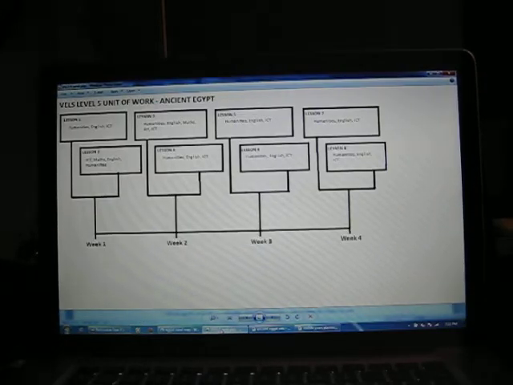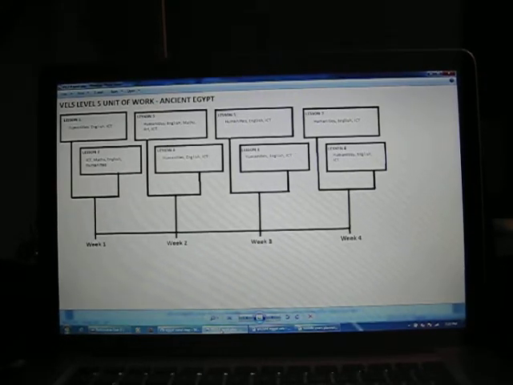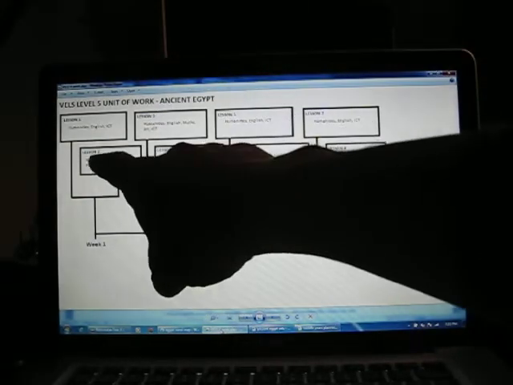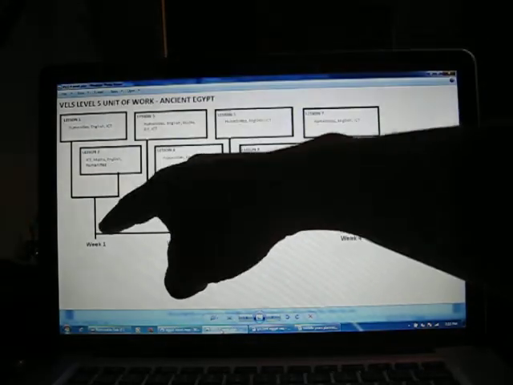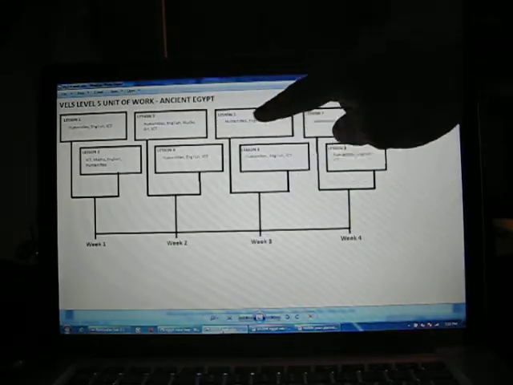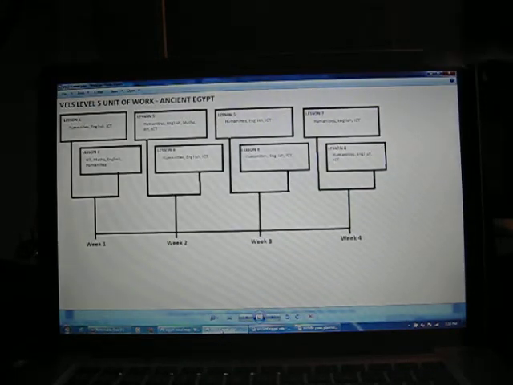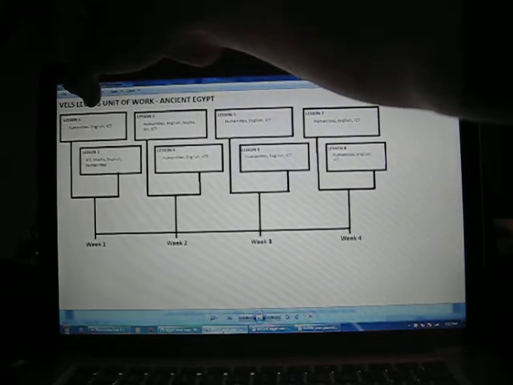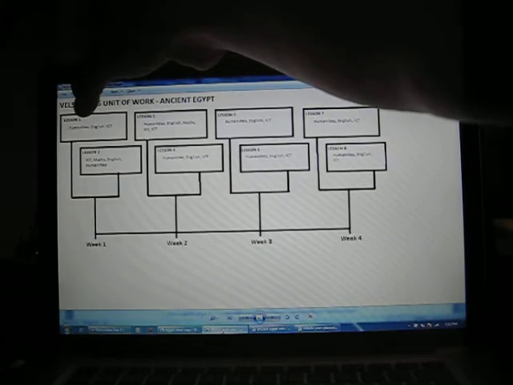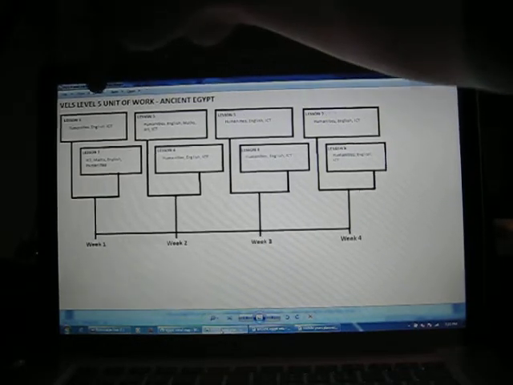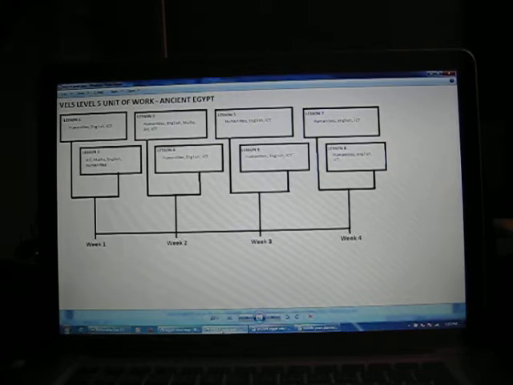Alright, this is a breakdown of the 4-week cycle for the unit of work. Each week I've got 2 lessons. For lesson 1, I've got 3 domains: humanities, English and ICT. They're all intertwined to make it interdisciplinary.